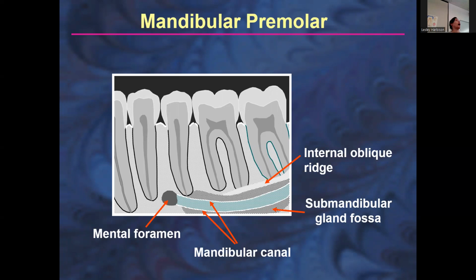I have huge tori, so my tongue just goes underneath this huge shelf of bone. You'd all be totally freaked out if you saw inside my mouth. And I have huge exostosis up here too. It's crazy.